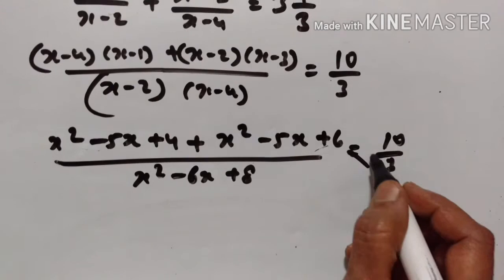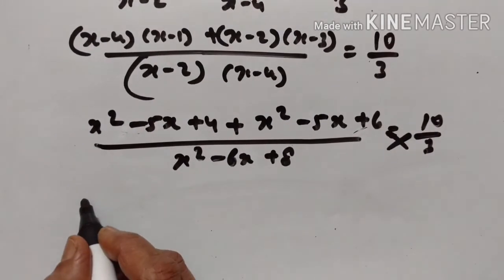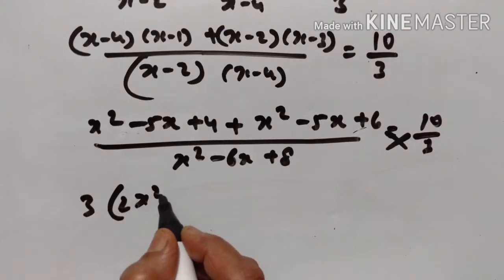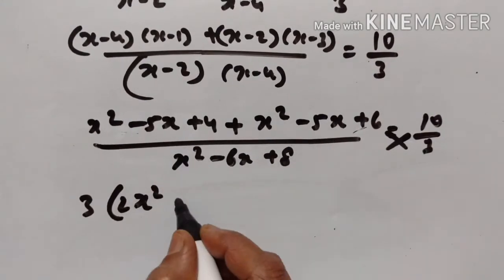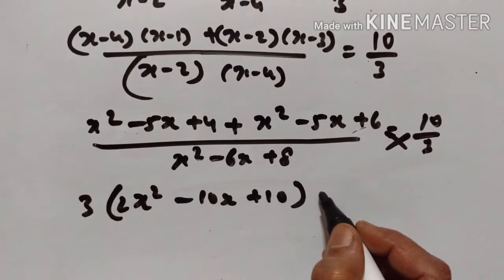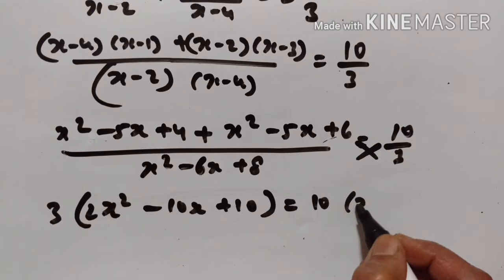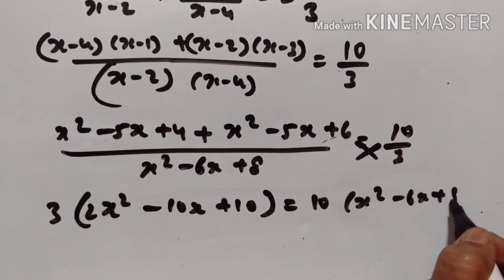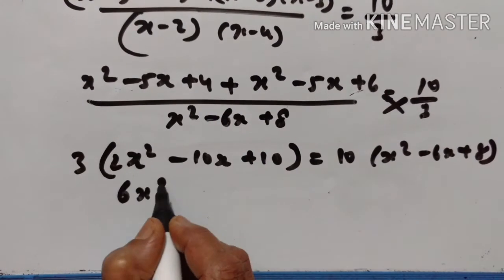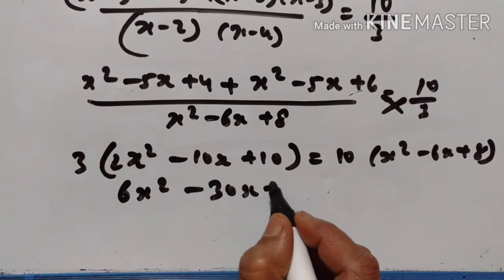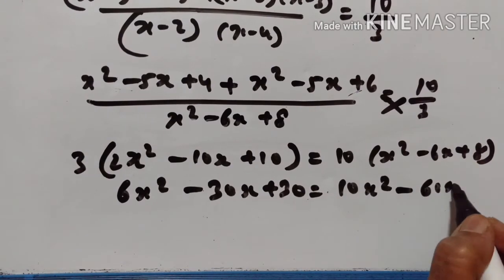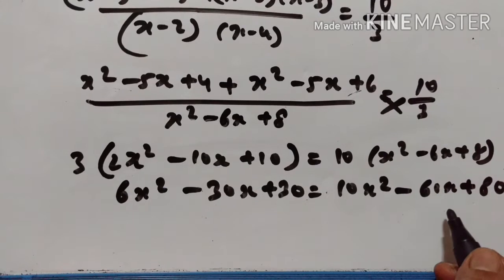Let us cross multiply now. 3 into x squared, this x squared, 2x squared, minus 5x minus 5x minus 10x, 4 plus 6, 10, is equal to 10 into x squared minus 6x plus 8. 6x squared minus 30x plus 30 is equal to 10x squared minus 60x plus 80.